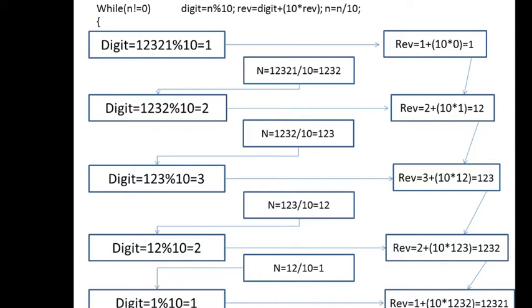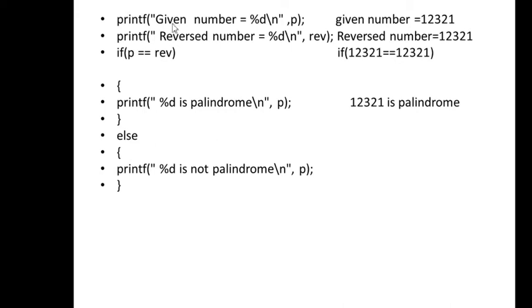So next, the previous n is 1. So 1 divided by 10 is equal to 0. We are checking: if n is not equal to 0, stay in the loop. Now n is equal to 0, so it will come out of this while loop. But here reverse is equal to 1 2 3 2 1. We had already discussed p is equal to n, so p also stores the n value. The given number is 1 2 3 2 1, and the reverse number, which we calculated in the while loop, is 1 2 3 2 1.